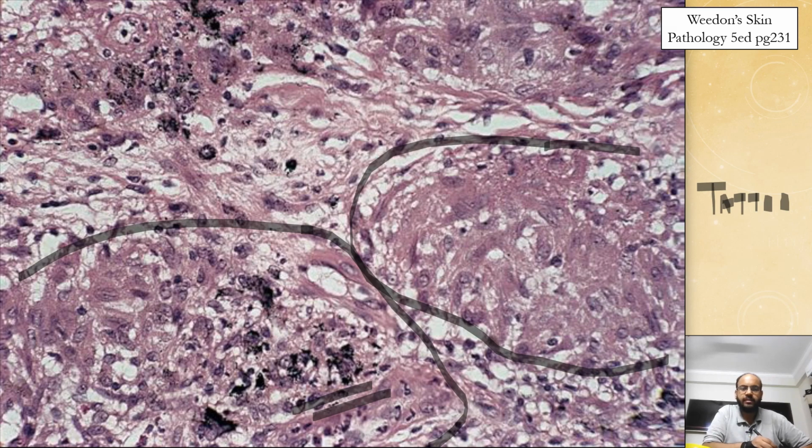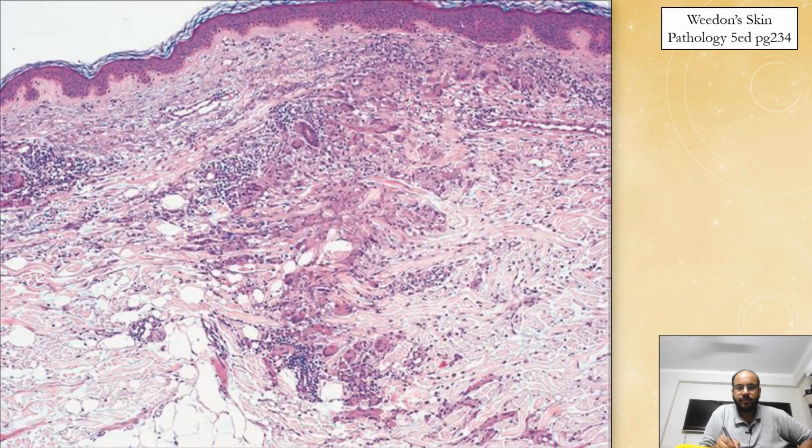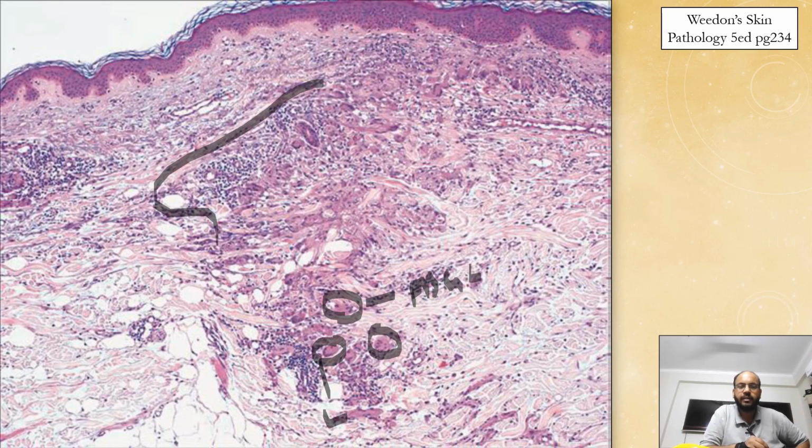Okay, so here also you can see tattoo pigment. So here also, I think you can appreciate the giant cells. Okay, these large cells, some of them are Langhans. For example, this is a Langhans type giant cell, but some of them are foreign body giants. And you can actually make out this granulomatous reaction pattern.